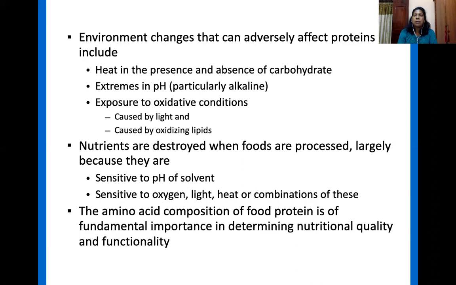Extremes in pH, particularly a very alkaline situation, mean the proteins can't be consumed. Another factor is exposure to oxidative conditions caused by light and by oxidizing lipids. Even though the amino acids and peptide bonds are there, the protein always has a tail. That tail may be a lipid, or a carbohydrate, or any other type of thing. The tail can be a different type of thing.